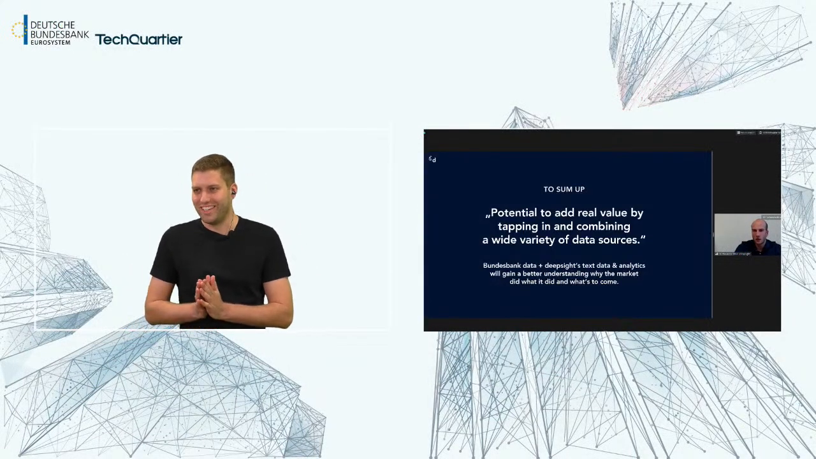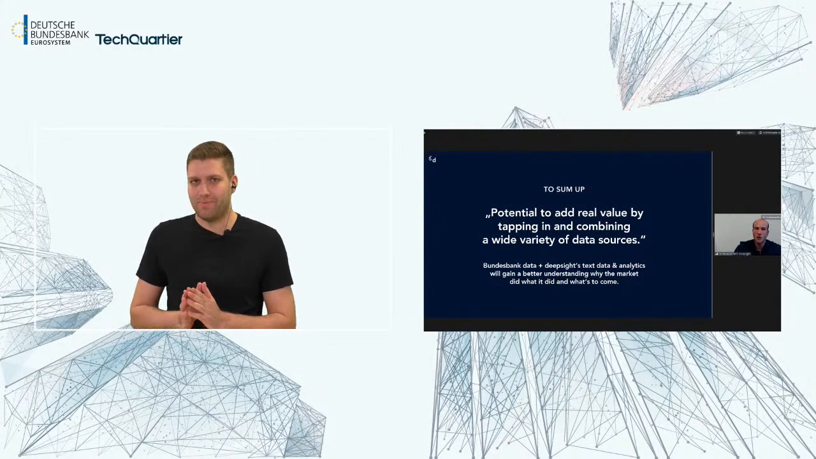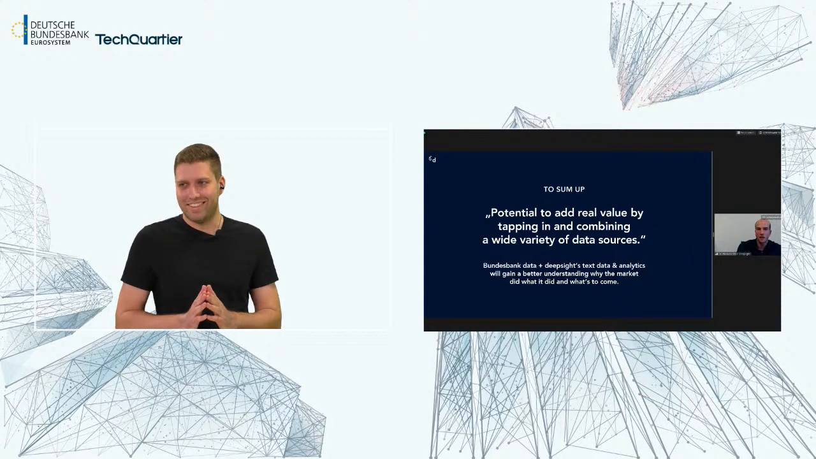There's a high potential to add real value by tapping in and combining a wide variety of data sources. With the knowledge of the Bundesbank and the data, combined with the texts we acquire and the analytics we have, we will gain a better understanding why the market did what it did.